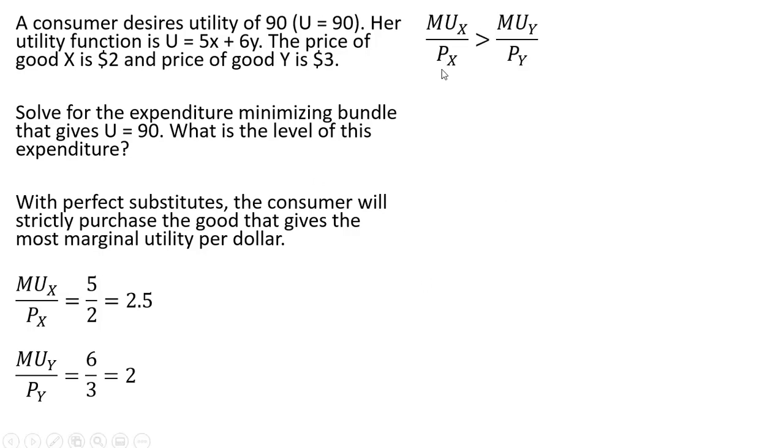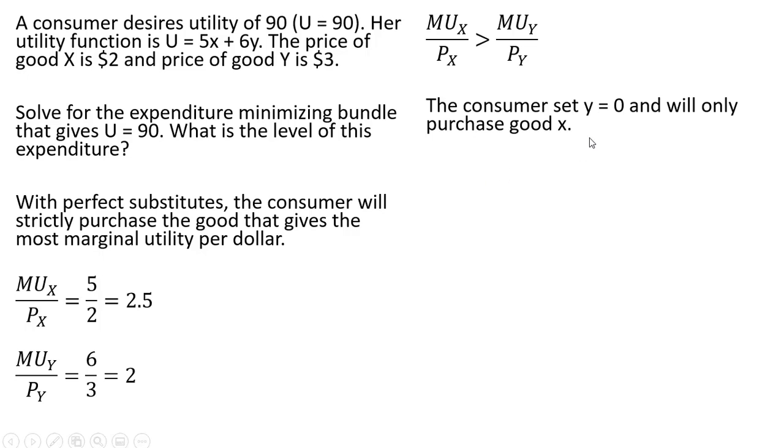Just to recap, the marginal utility per dollar of good X exceeds the marginal utility per dollar of good Y. So the consumer will set Y equal to 0. The consumer will not buy any units of good Y, and instead the consumer will only purchase good X.